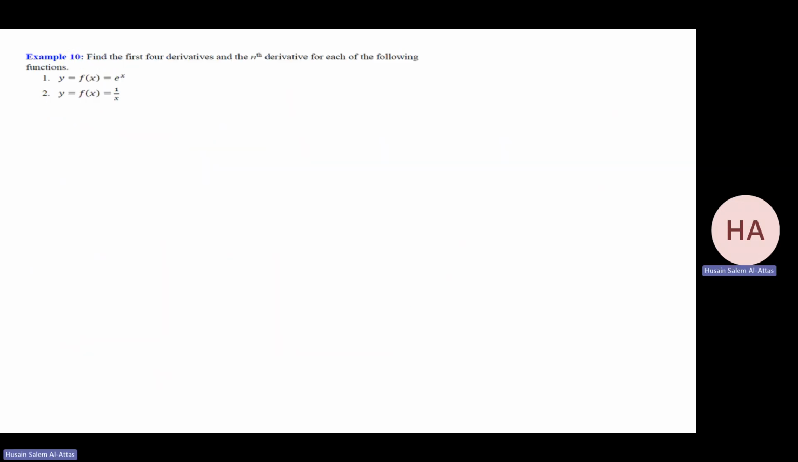Find the first 4 derivatives and the nth derivative for each of the following. The first one is very clear. What will be y prime? a to the x. Second, a to the x. Third, a to the x. That means the nth derivative is a to the x.